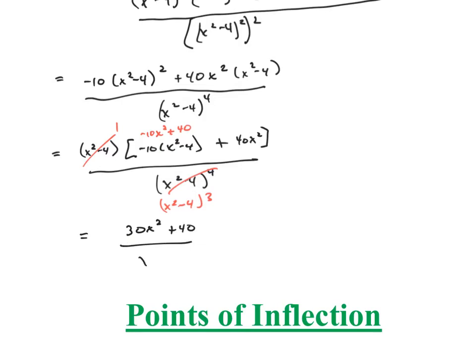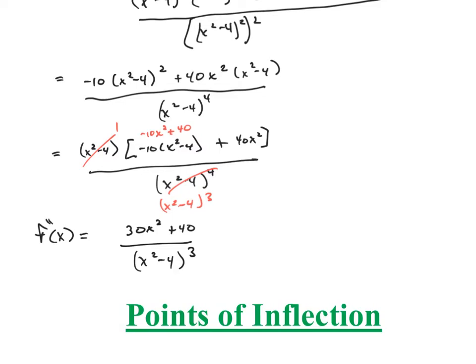And then on bottom I have x squared minus 4 quantity cubed. So that should be my second derivative in simplified form. I do notice I could factor out a 10 in the numerator, but quite honestly, there's no point of doing that at this point in time. Okay, so let's look at this.